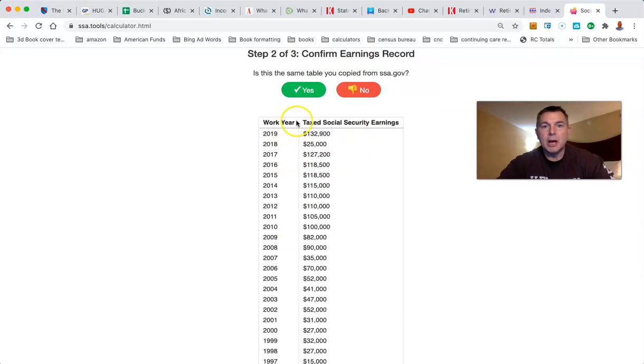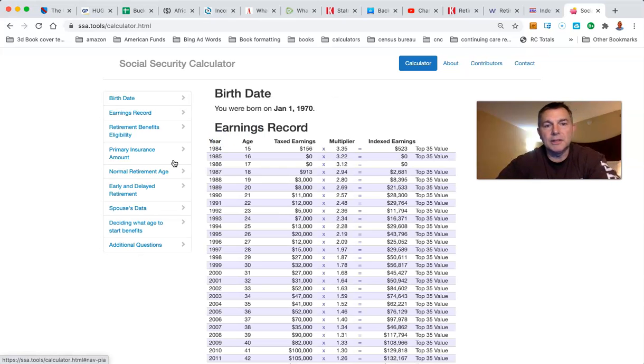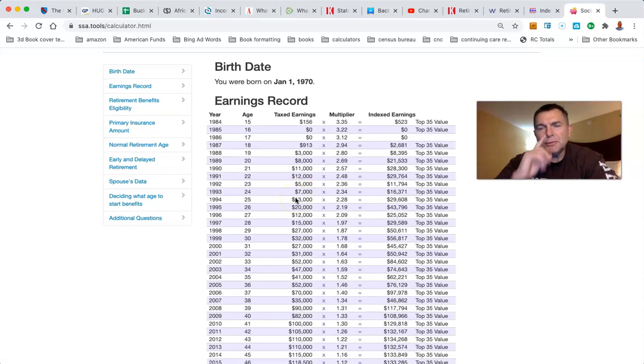And it says, is this the same table you copied from Social Security? Well, yeah. And then it says, what's your date of birth? I'm going to say mine is 01/01/1970. We're going to hit calculate. Now watch this. This was interesting to me because I said, how are they getting the multiplier? Because I said I was born in 1970, and I challenged this to some degree, but I see where they're going with this.